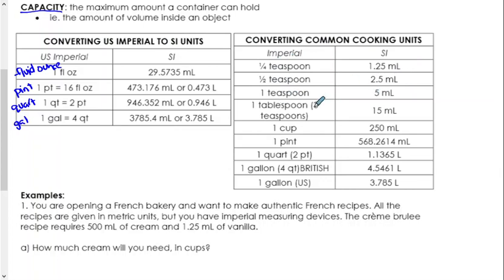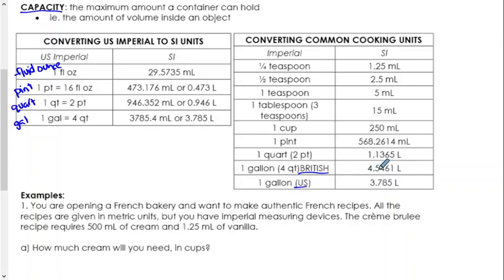A tablespoon is 3 teaspoons. That's 15 milliliters because it's just 5 times 3. And then we get to a pint and we get a nasty number again, and so on and so forth. So you will see that a gallon in the British system is going to be 4.5461 liters, and a gallon US is 3.785 liters.